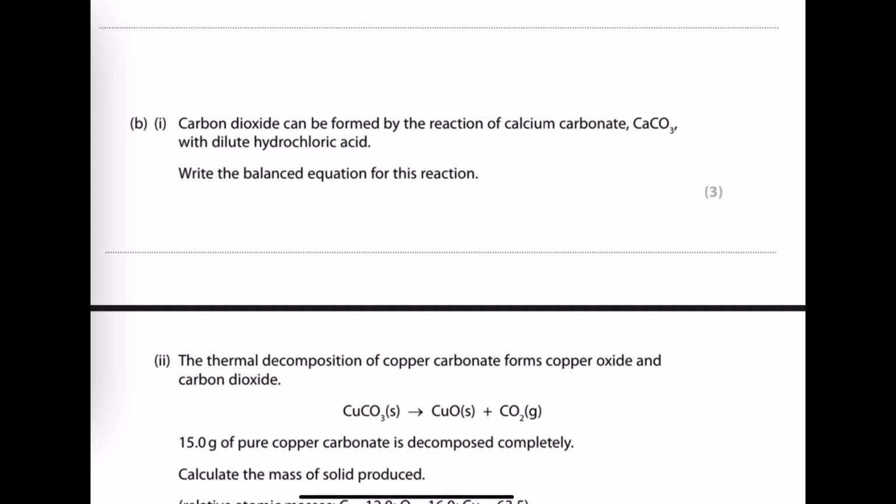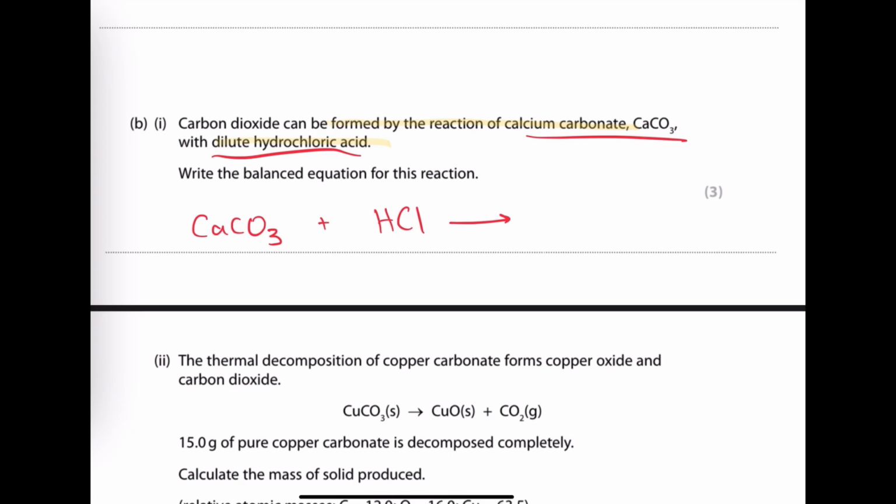Carbon dioxide can be formed by a reaction of calcium carbonate with dilute hydrochloric acid. Write the balanced equation for this reaction. So we'll just start with writing what we know. We know that it is calcium carbonate, so we'll start there. We know that this is reacting with dilute hydrochloric acid.